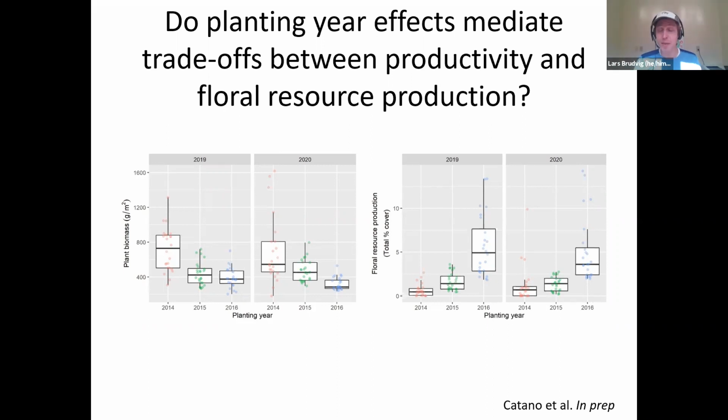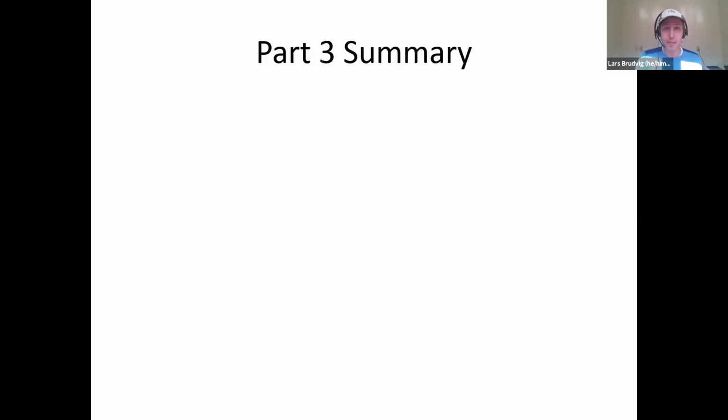But what's interesting here is that relationship seems to be mediated by the planting year, where whether you're getting a C4 productive plot or an essentially weedy but high floral resource producing plot depends on which year that plot was planted in, holding everything else about the reconstruction process constant.